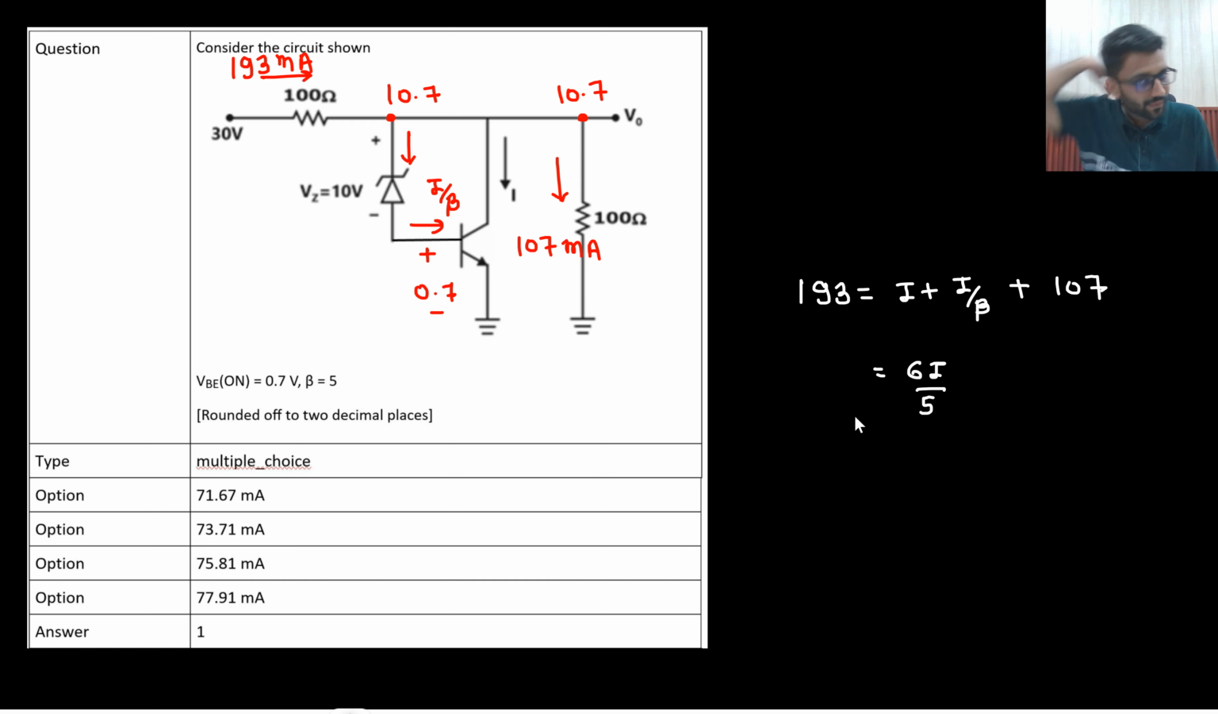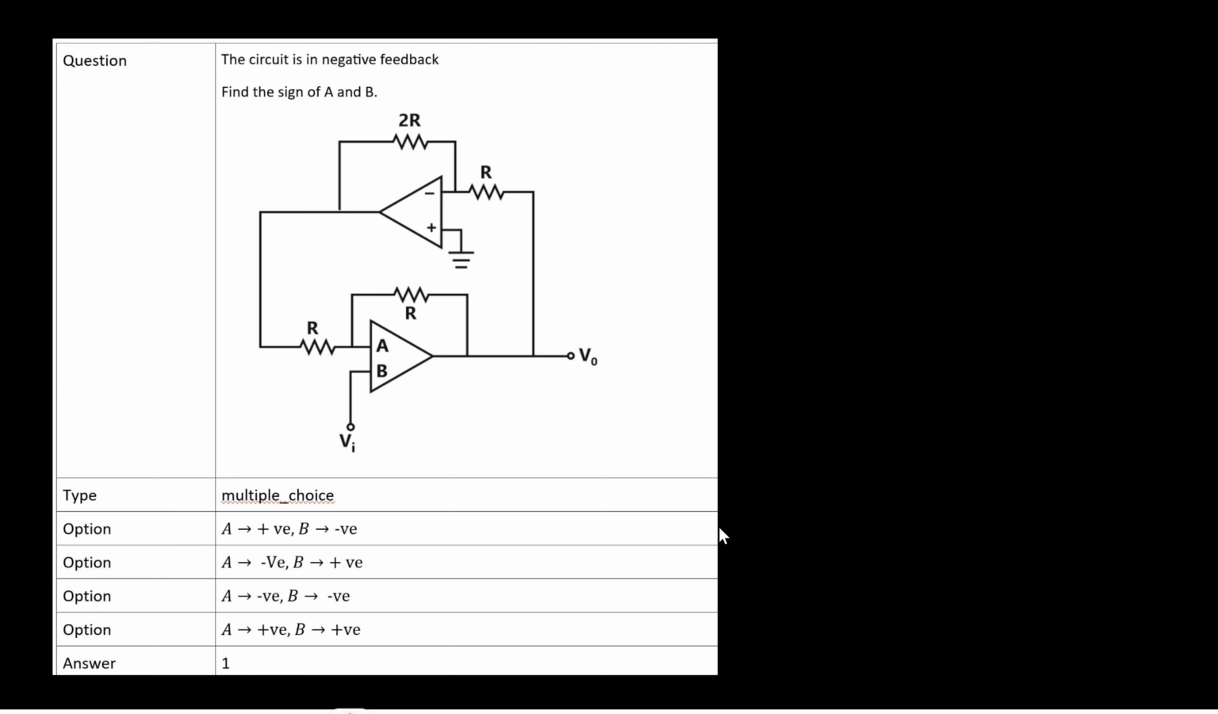107. So 193 minus 107 is 86. The value of I I will get is not 186, only 86, sorry. So 86 into 5 by 6, which is 71.67 milliampere. Okay, so that would be the answer for I: 71.67 milliampere.